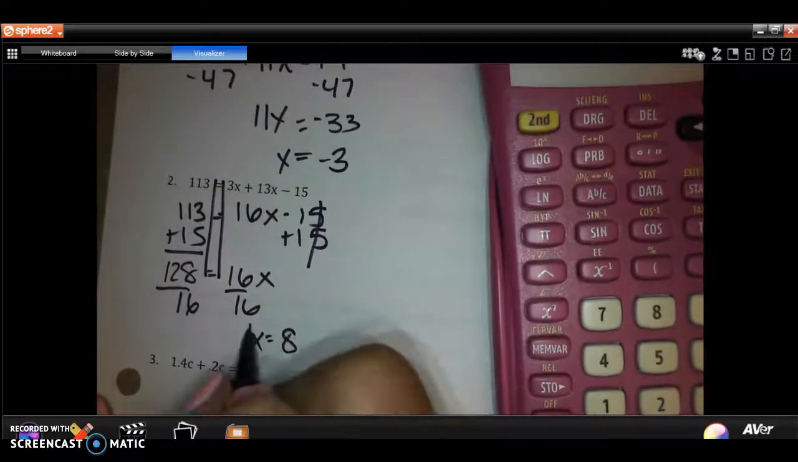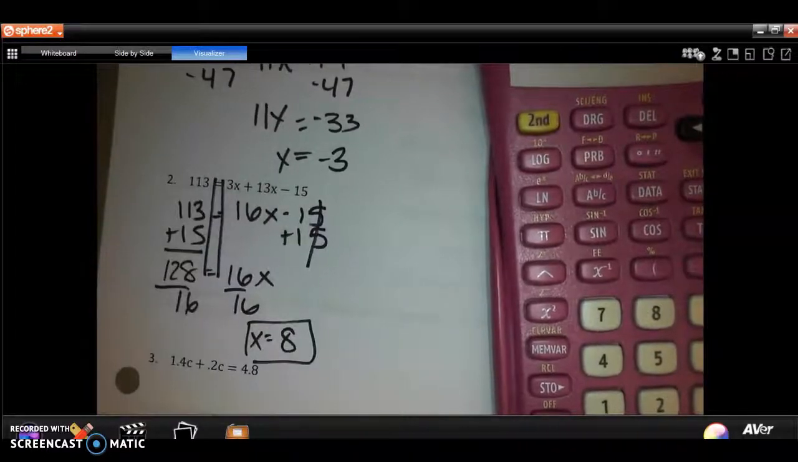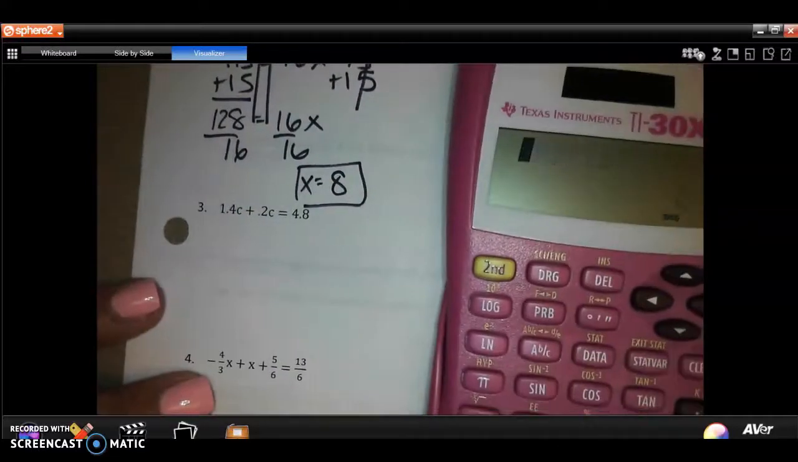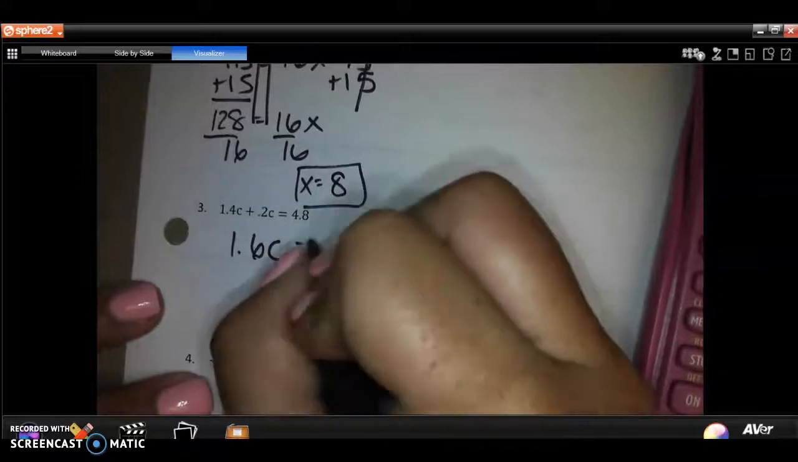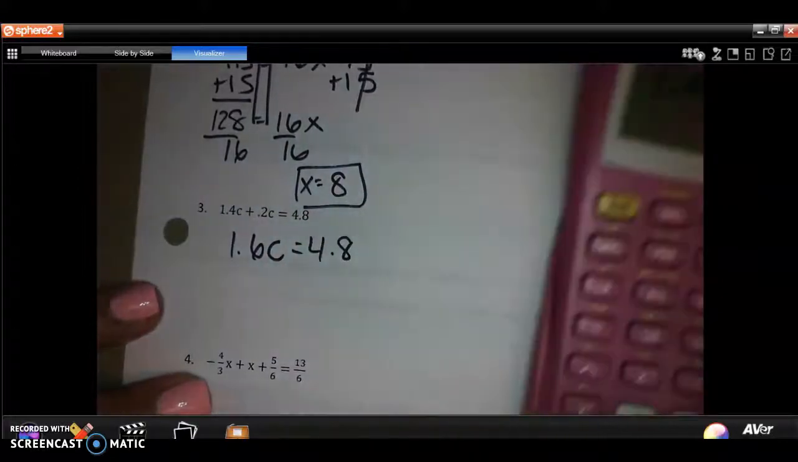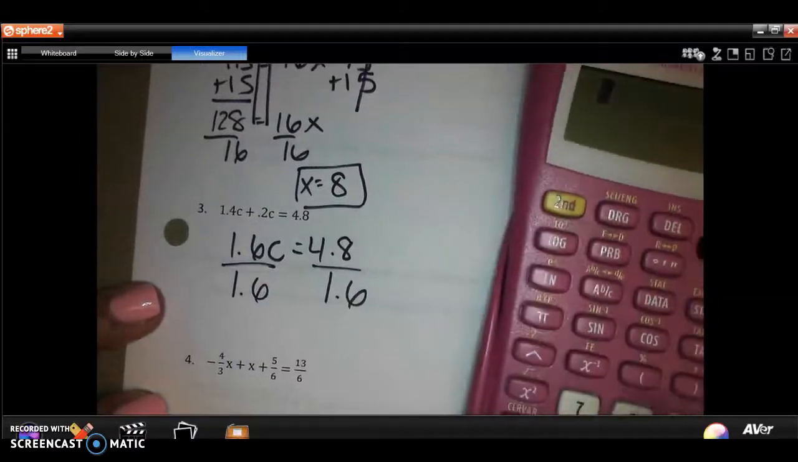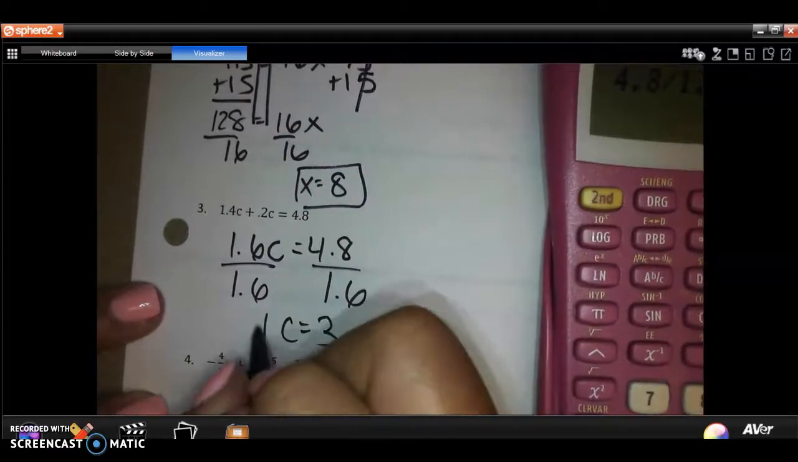So x equals 8. Plug it back into the equation. Should give you 113 if we have the correct answer. Next one, 1.4c plus 0.2c is going to give you 1.6c, which is equal to 4.8. We're going to divide by 1.6 on both sides. So 4.8 divided by 1.6 is going to give you 3.